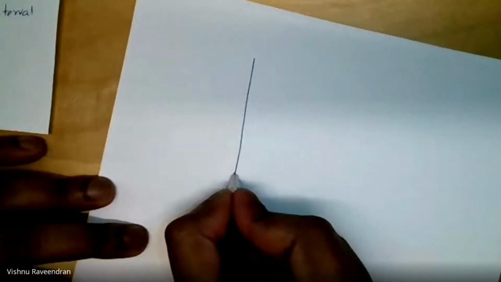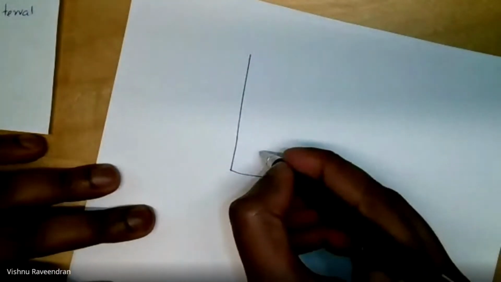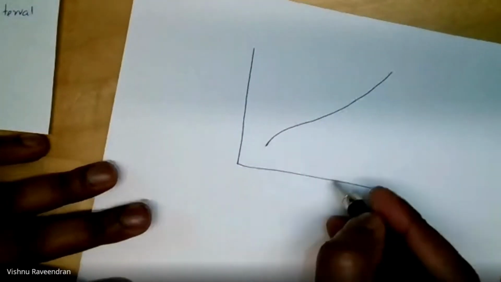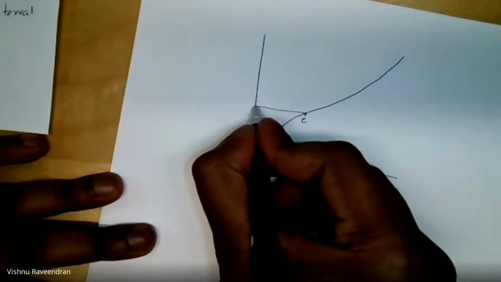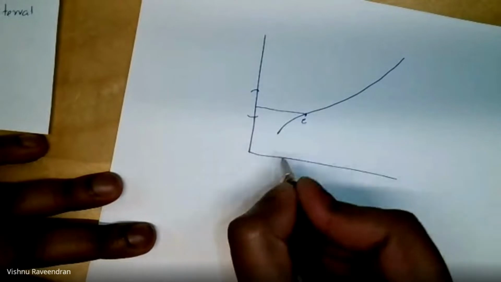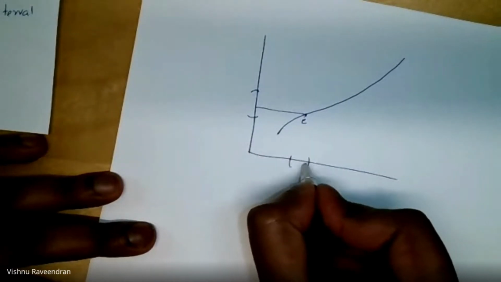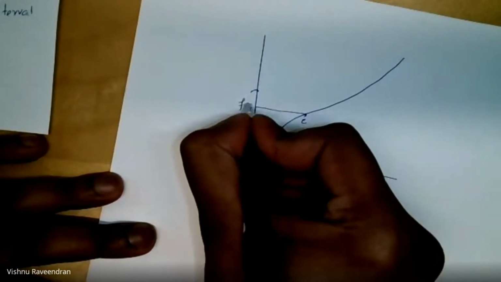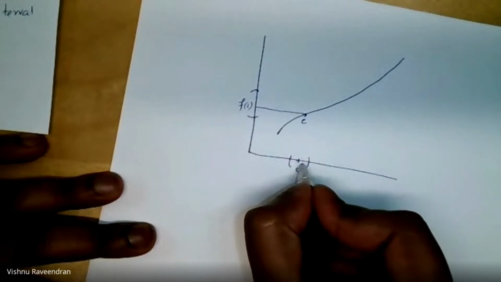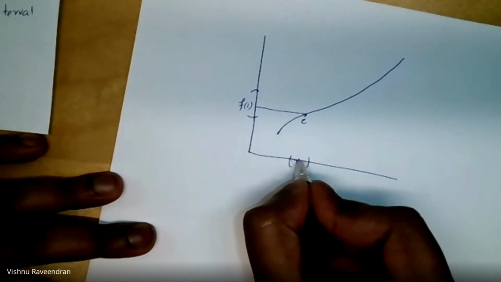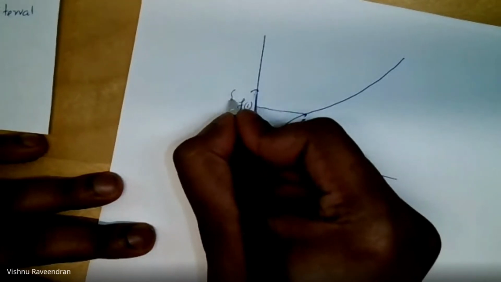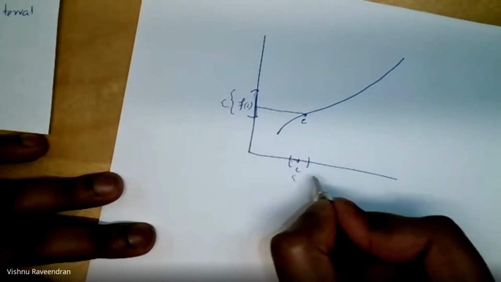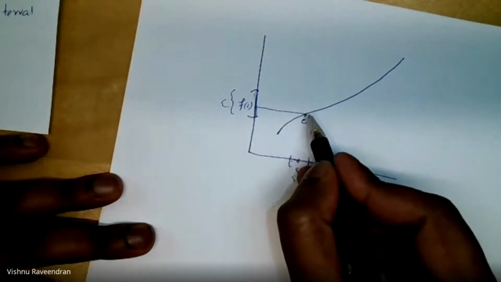So for example, if you have a continuous function, then at a point C, if it's continuous, what we say is, if you take an epsilon neighborhood here, you can find a delta neighborhood around the point C, such that if you take any x here, it will be in the epsilon neighborhood of f of C. This was the definition of continuity at a point C.